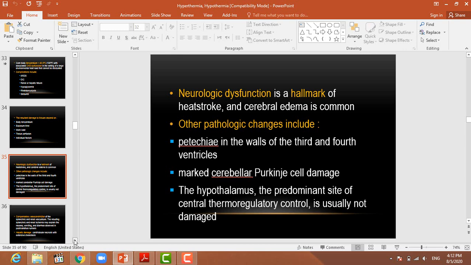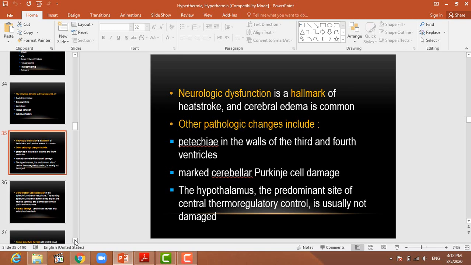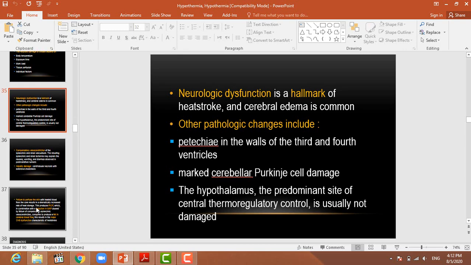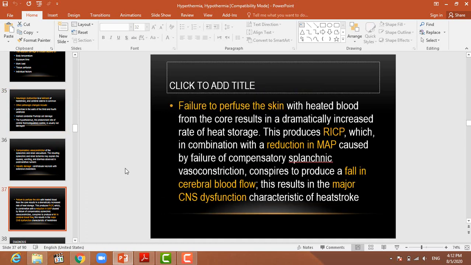But when death occurs, all these things lead to the death. We will see later on what's happening there. Actually, first of all, what is the pathophysiology? What happens?